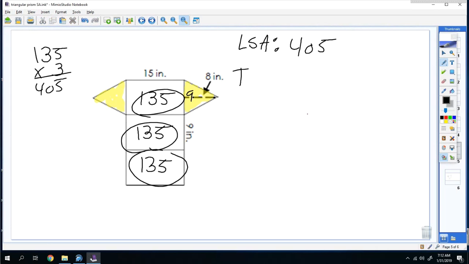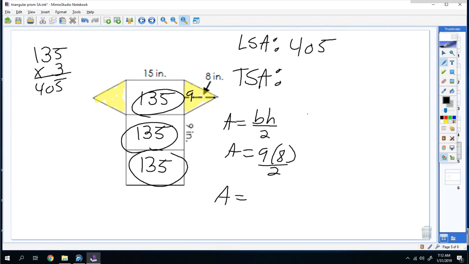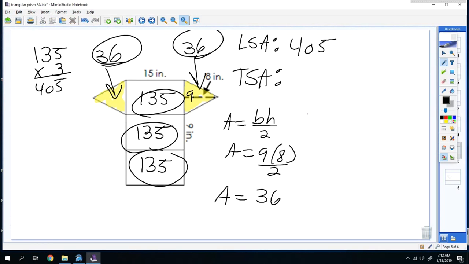So now we're going to find our TSA, our total surface area, by finding the areas of the triangles. Well, as we just practiced, area of triangles, base times height, divide by 2. So the base is 9, the height's 8, divide by 2. 9 times 8 is 72, divide by 2 is 36. So I'm going to point an arrow to this and write 36 and circle it. And that means this one is 36 and circle it.